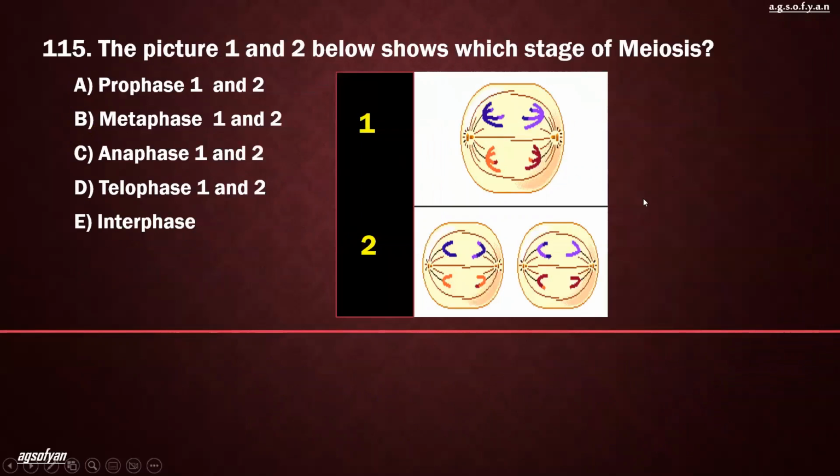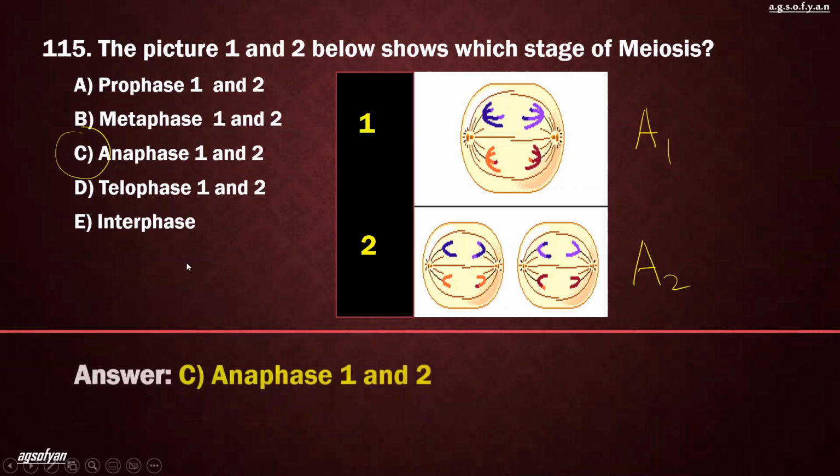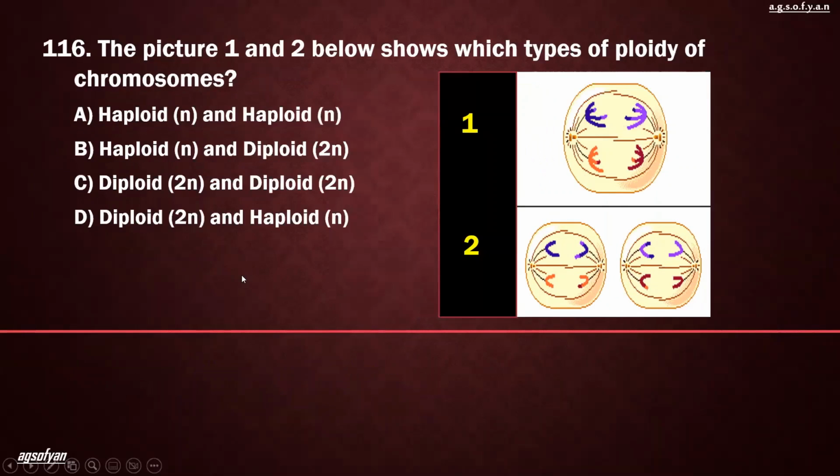Picture 1 and 2 below show stages of meiosis. Which one is that? Okay, remember, when the chromosomes divide, what do you call that process? It would be anaphase. But this one is the first one. This one, because there are two cells, is going to be the second anaphase, right? Yes. So this is anaphase 1 and anaphase 2. It'd be C. Good.